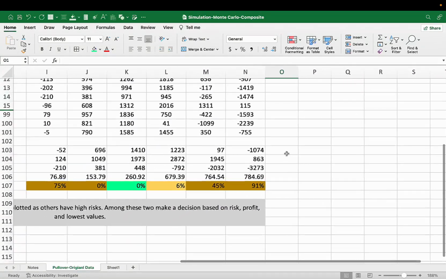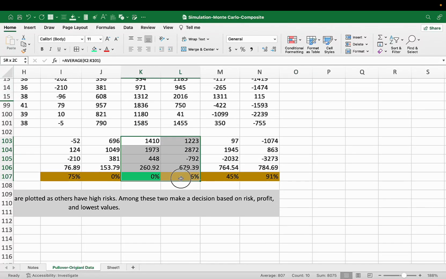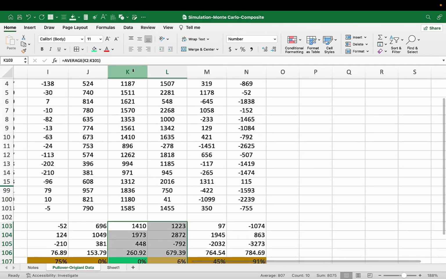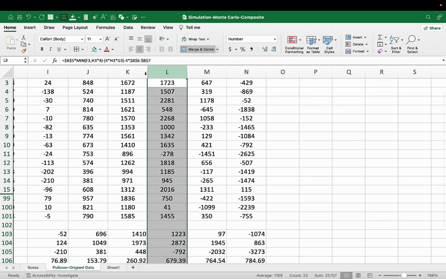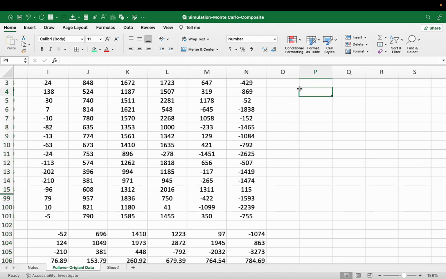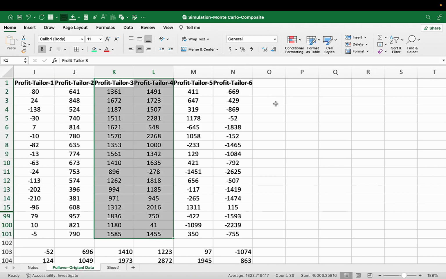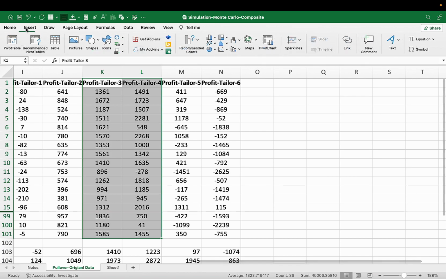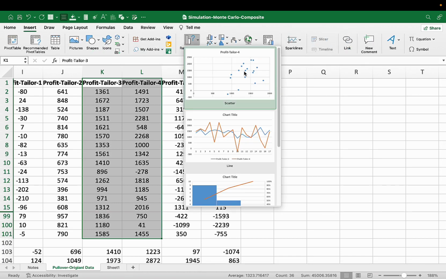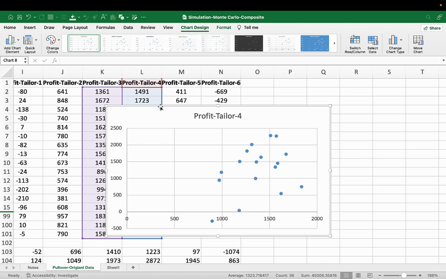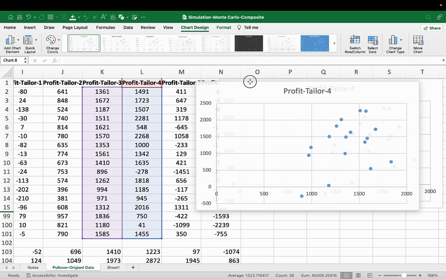I want to make a scatter plot of only 3 and 4. We don't need the scatter plot of the others, because that is purely loss. 1, 2, 5 and 6 are only loss. So I'll be making a scatter plot of only Taylor 3 and Taylor 4. Okay, so let's go with this one, and I will select these columns, and I will click on recommended charts, and then here is a scatter plot. Again, it's not a good one.